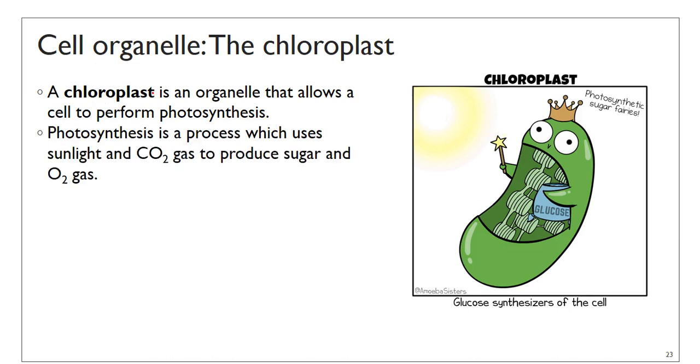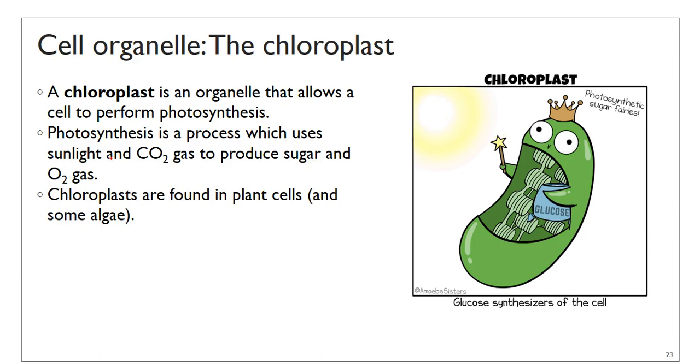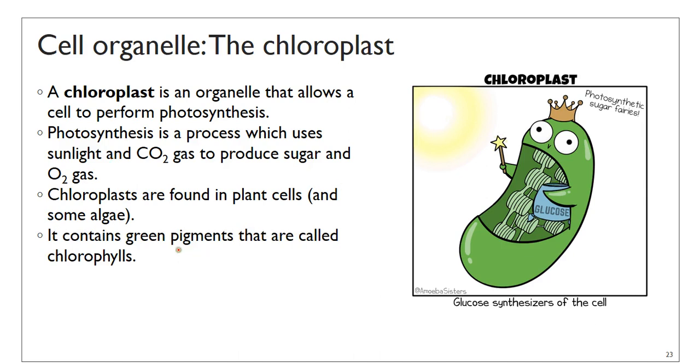Photosynthesis, for those who have forgotten, is a process that uses sunlight and carbon dioxide to produce sugar and oxygen gas. Chloroplasts are found in plant cells. Some algae, so some protists, also have chloroplasts. If you have ever heard of the term algae bloom, you have a lot of algae at the bottom of a lake, and then the lake turns green. It's not good. Anyway, the green pigment that makes the chloroplast green is called chlorophyll. This is the chloroplast, and the things inside look like stacks of coins. They are called chlorophylls.